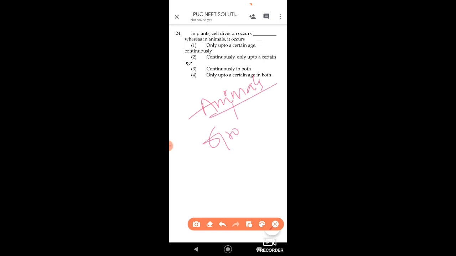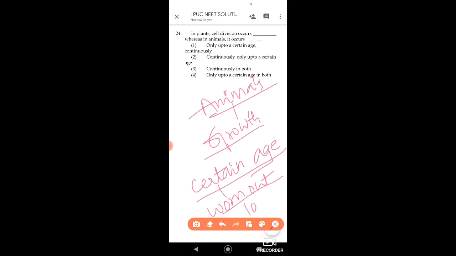here the growth occurs only up to a certain age, right? So remember this. After which the cells divide only to replace the worn out, non-functional cells, and the lost or dead cells. Just to replace these, the worn out and the lost cells, they divide, but not continuously as in the case of plants. So the best option here is continuously with respect to plants and only up to a certain age with respect to animals. So go for option 2.